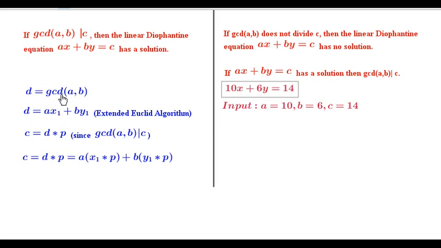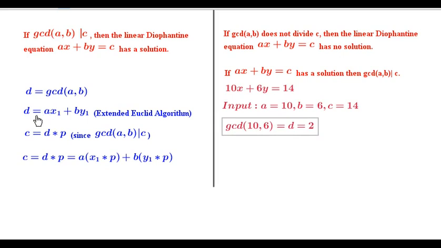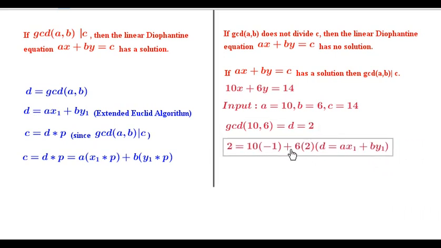So first step says find out GCD of a comma b. In our case GCD of 10, 6 is nothing but 2. So this is our first step. The second step says find out values of x1 and y1 using extended Euclidean algorithm. So here values of x1 and y1 are -1 and 2. This we can get as an answer from extended Euclidean algorithm. So this is the second step.